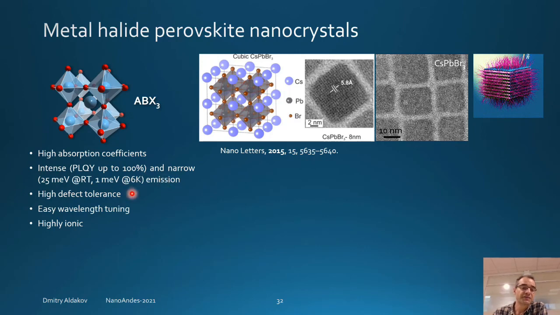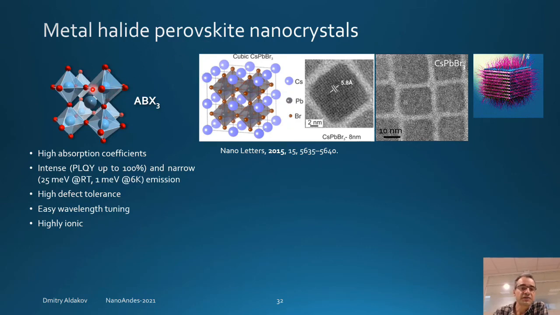They have very high defect tolerance. It means that if you introduce some defect into silicon, you kill the conductivity of silicon. In the case of the perovskite, it doesn't have that much effect on the electronic properties. You can easily tune the wavelength, and they are highly ionic with respect to classical nanocrystals.